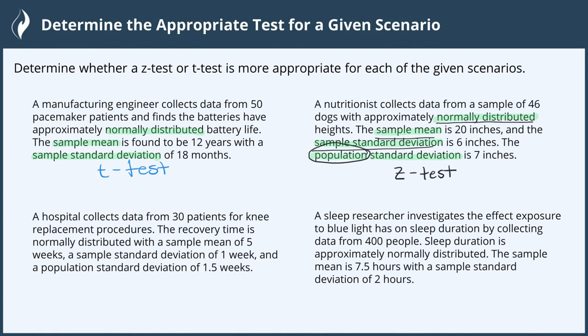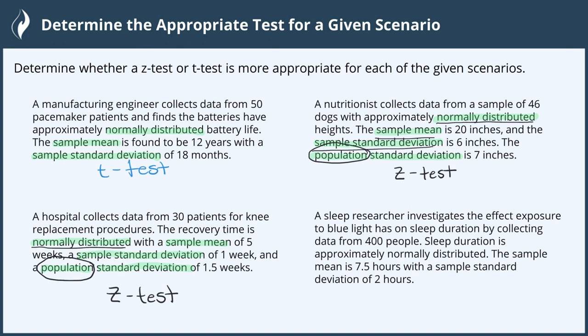Our next example states, a hospital collects data from 30 patients for knee replacement procedures. The recovery time is normally distributed with a sample mean of 5 weeks and a sample standard deviation of 1 week, and a population standard deviation of 1.5 weeks. In this case, we have normally distributed with a sample mean and sample standard deviation known. However, we also have the population standard deviation known. In this case, we use a z-test.